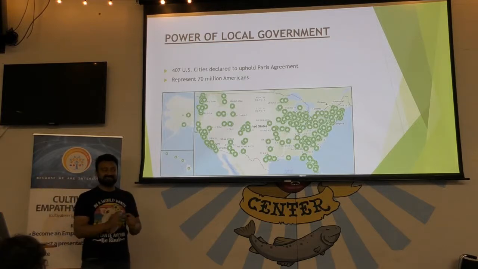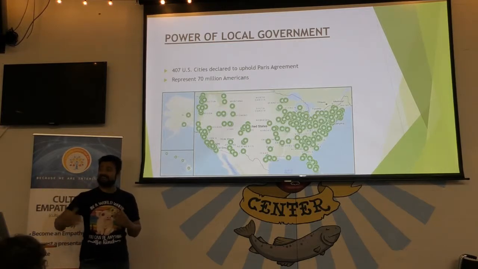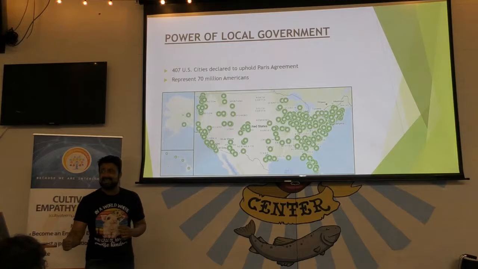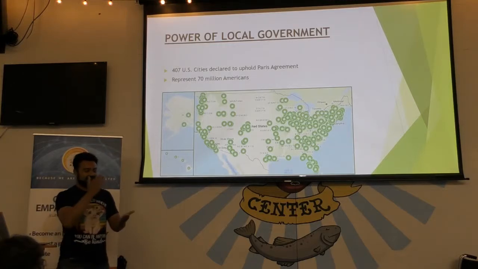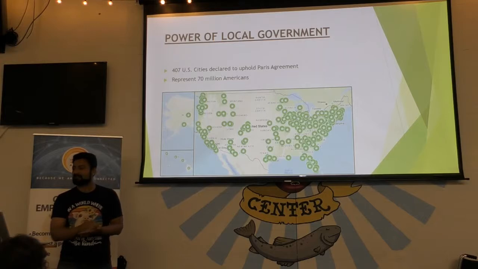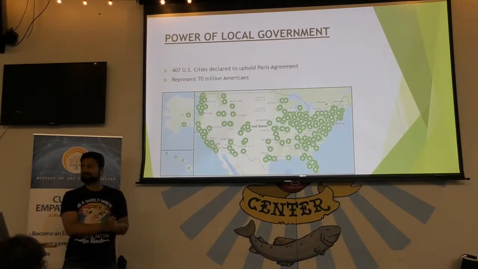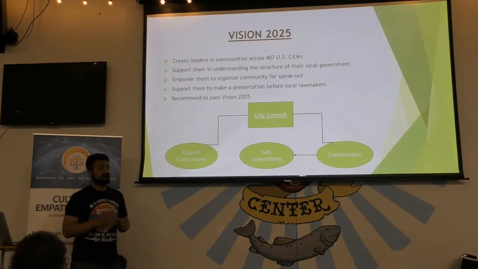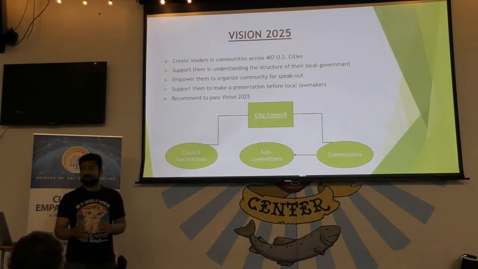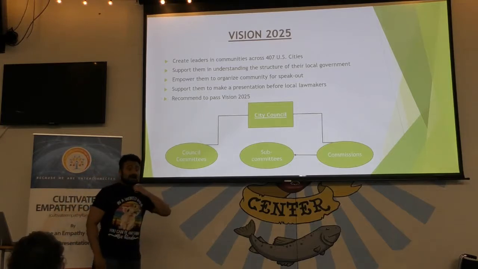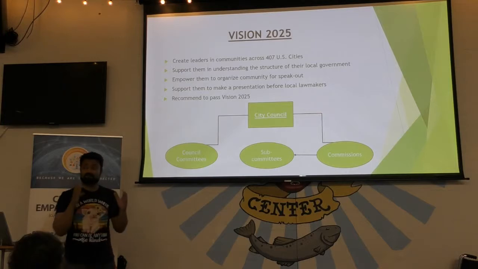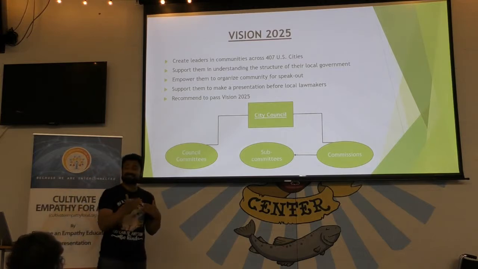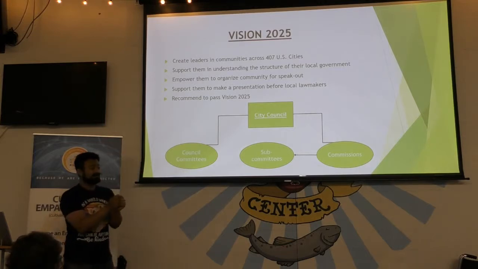They are missing the link that they are consuming meat and dairy, and through that consumption, they're participating in the emission of greenhouse gas. They have a major role to play in reducing greenhouse gas emissions by cutting down their consumption of meat and dairy. There is tremendous data out there that shows how much negative impact animal agriculture has on environment and sustainability. Now it is an opportunity for us to present that data in front of our local government, especially those 407 cities that declared to uphold the Paris Agreement.